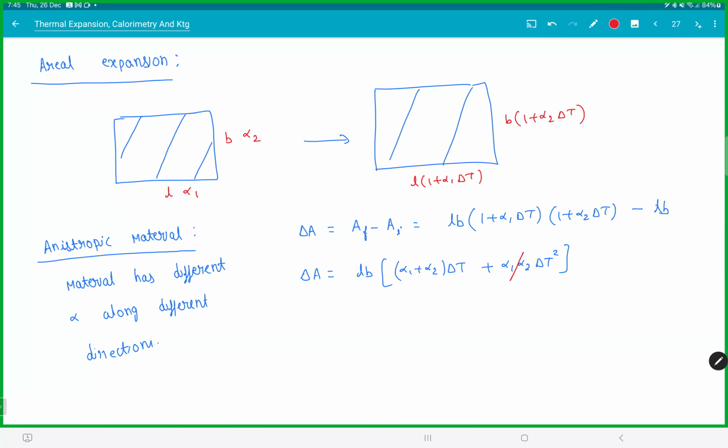We know whenever you get this thing, this is negligible. So your formula becomes delta A is equal to A into alpha 1 plus alpha 2 delta T. So we define this as delta A is equal to A beta delta T, where beta can be written as 1 by A into dA by dT. This is called the coefficient of areal expansion. Just like alpha gives you length, this gives you the area.